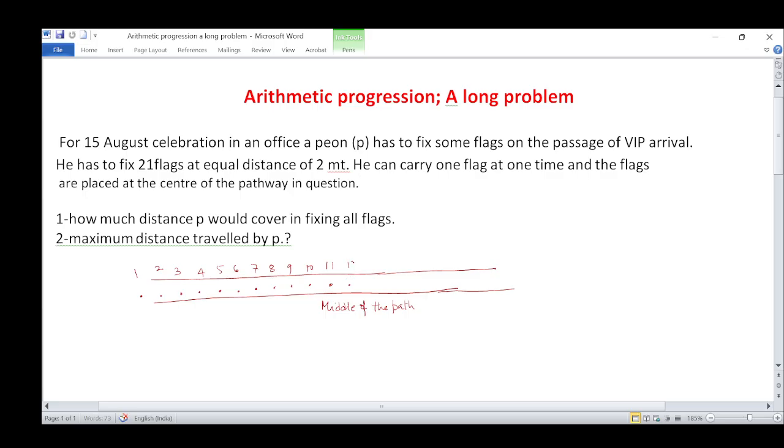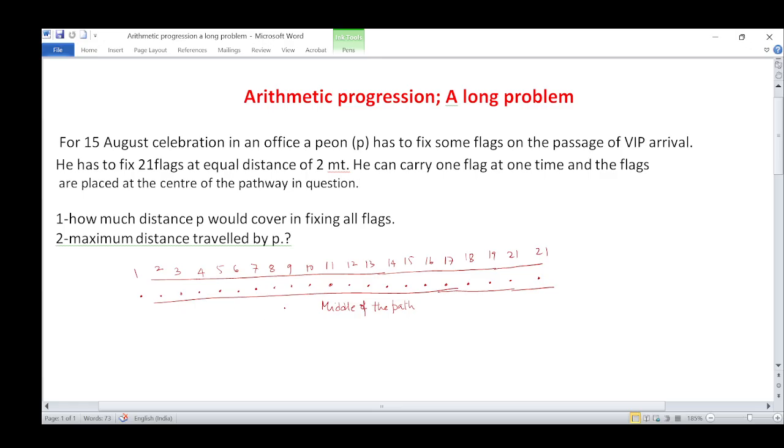This is important. You must see this, how I am proceeding. 13, this is 14th flag, this is 15th flag, this is 16th flag, this is 17th. See what I am writing. This is 18th flag, this is 19th flag, this is 20th flag and this is 21. Now what is the question? Every flag has a 2 meter distance between other flag.